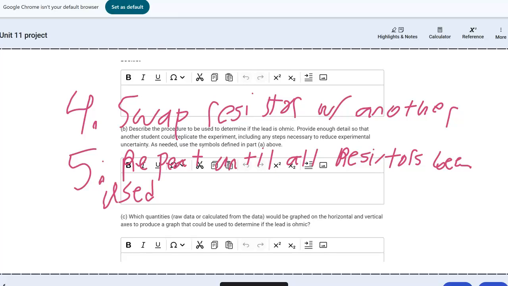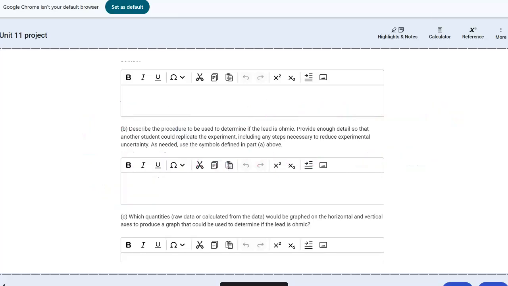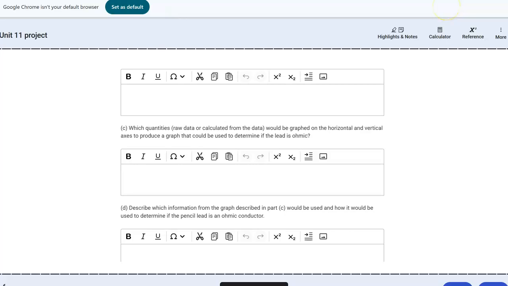So if I have my data points of I and V, that's my procedure, and then I explain how I'm going to use it in C.